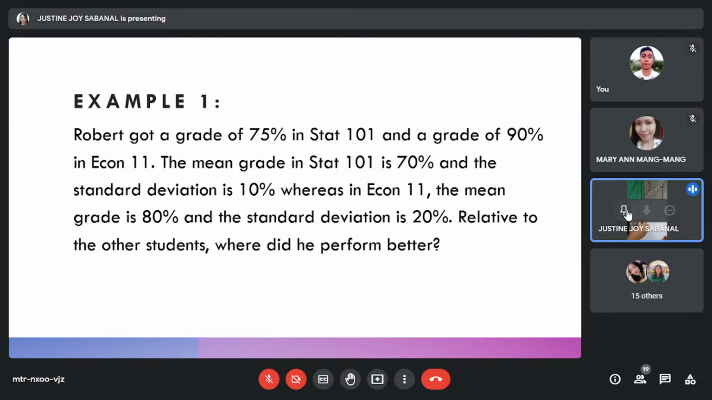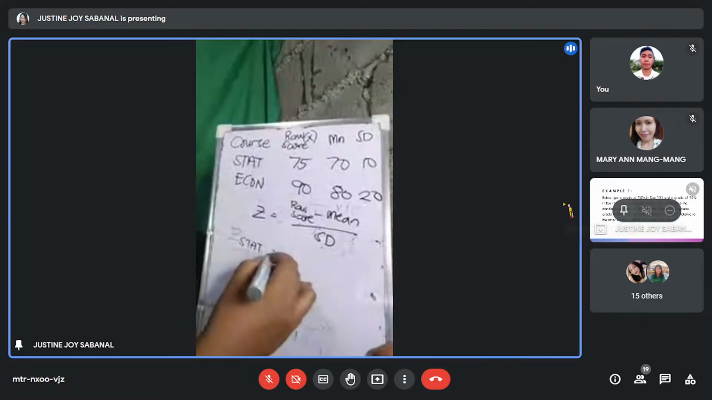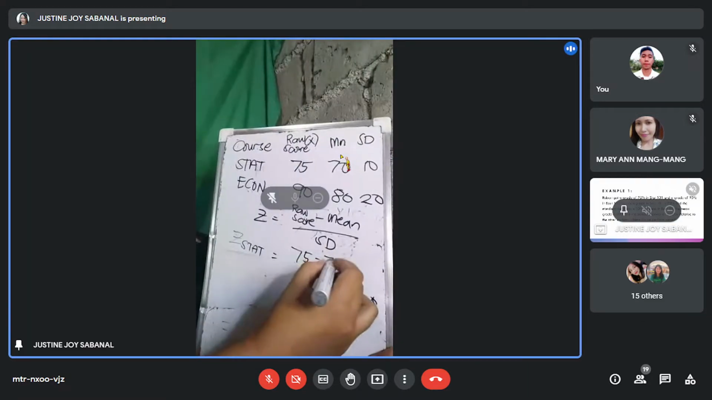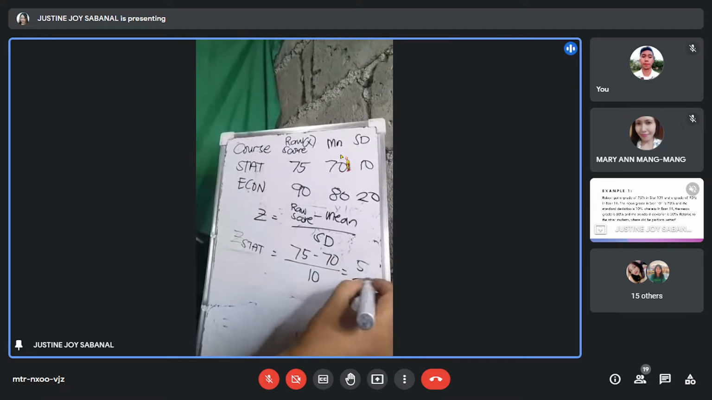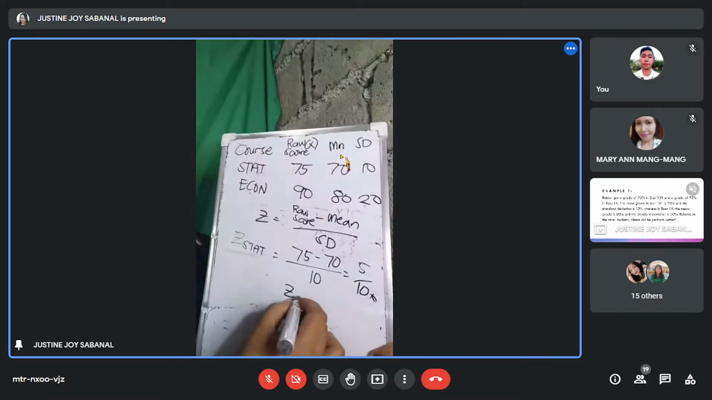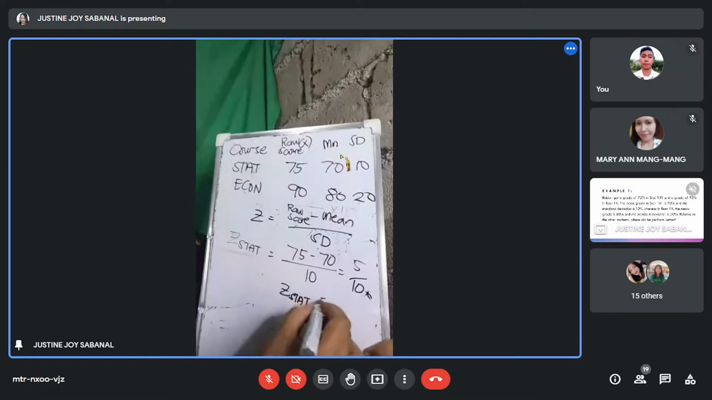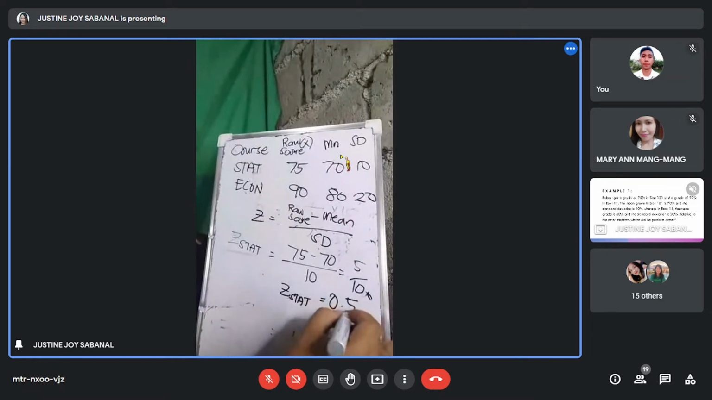So, to compute for the z-score, ang formula magiging raw score minus the mean divided by SD. So, kung i-consider muna natin yung grade niya sa stat, so that is 75 minus 70 over 10. So, we have 5 over 10. So, ang value ng z ay 0.5.